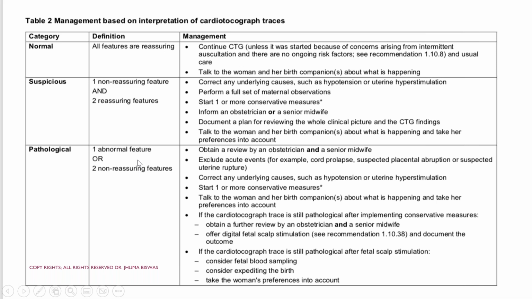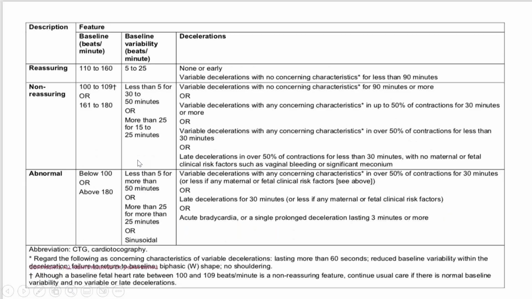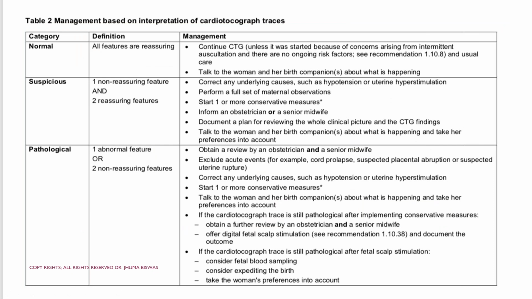So when you see reassuring, non-reassuring, abnormal, then you have to categorize the CTG. So whether the CTG is normal, whether the CTG is suspicious, whether the CTG is pathological. So how are we going to classify or categorize? If you see all features are reassuring, that is normal.